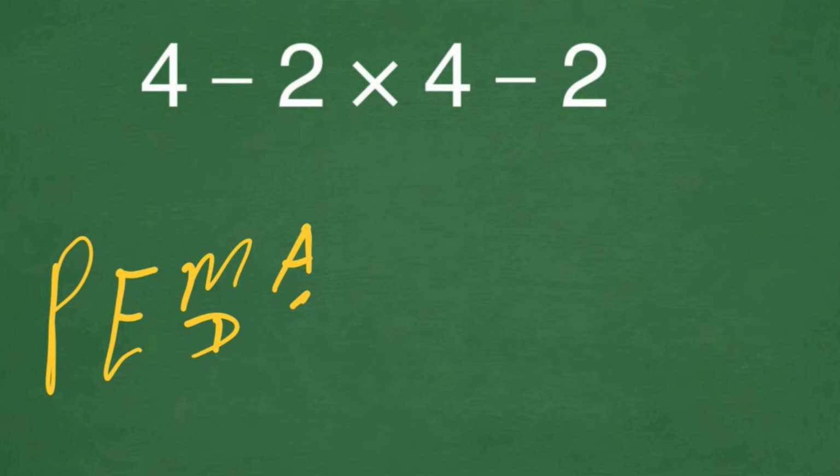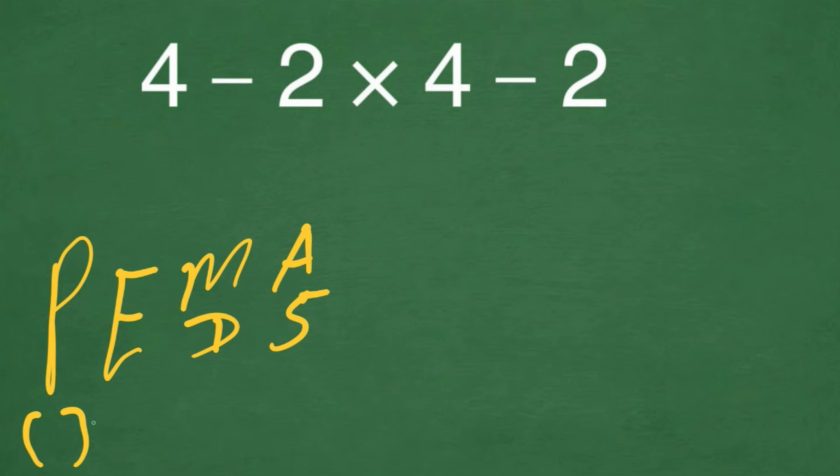P stands for parentheses, E stands for exponent, M and D stand for multiplication and division, A and S stand for addition and subtraction. According to this rule, first we have to solve parentheses, right? So the parentheses are the first thing to solve in an equation.